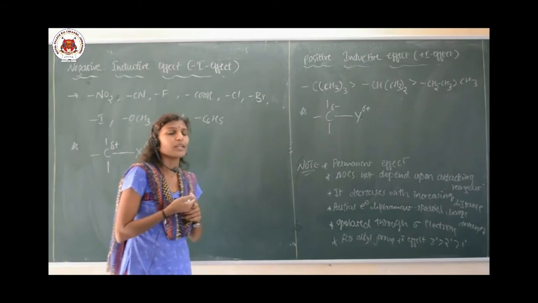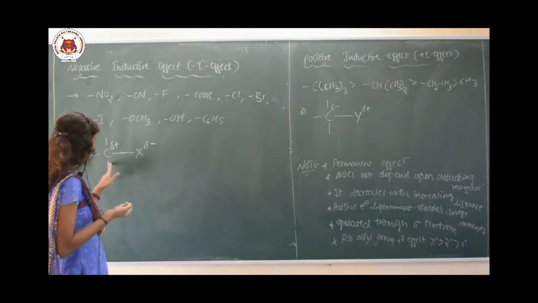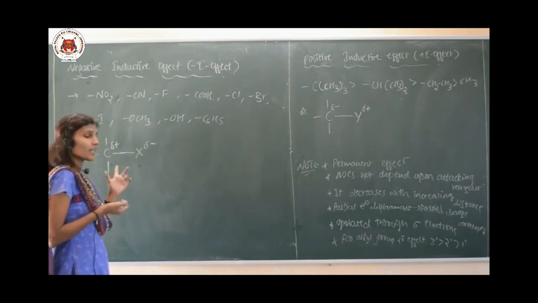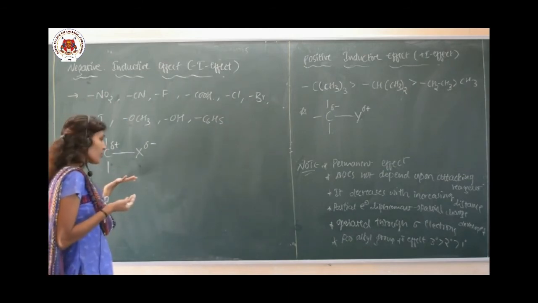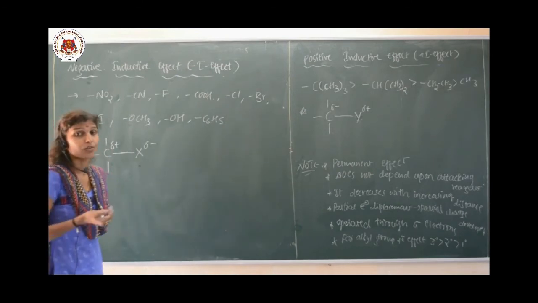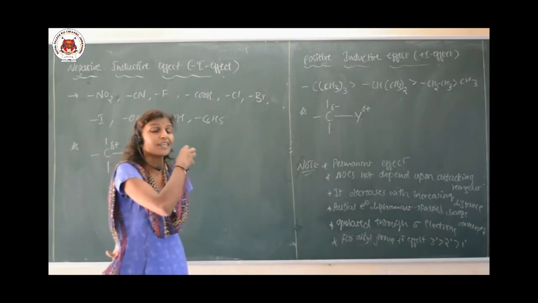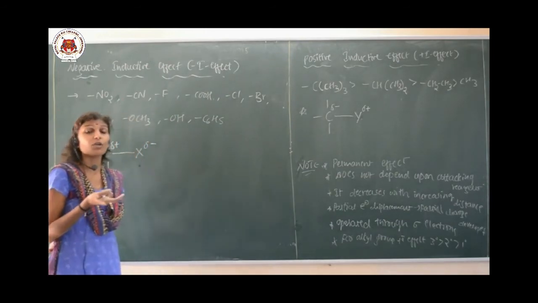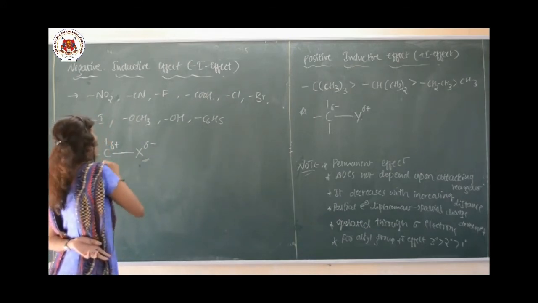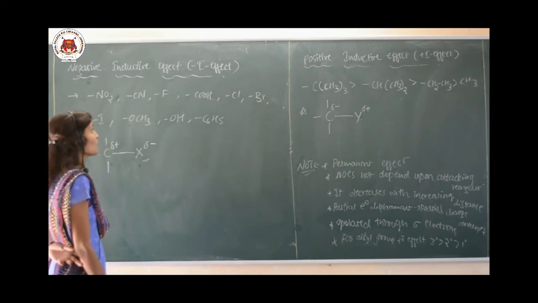So when the minus I effect is produced, just look at this one. See here, this is the carbon and this is the group. Suppose the group attached to the carbon chain is more electronegative as compared with the carbon. When the attached group is more electronegative than the carbon, it drags the shared pair of electrons, develops a partial negative charge on itself, and creates a partial positive charge on the carbon. Such a type of effect is called the minus I effect.